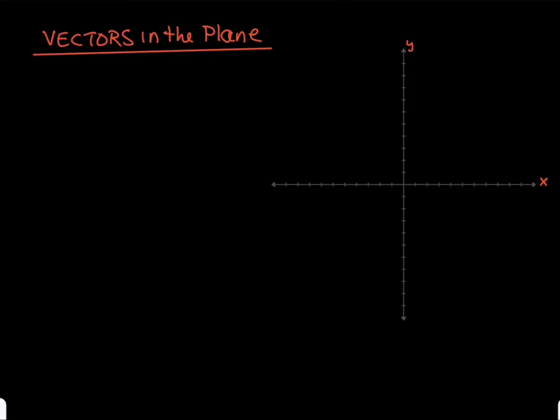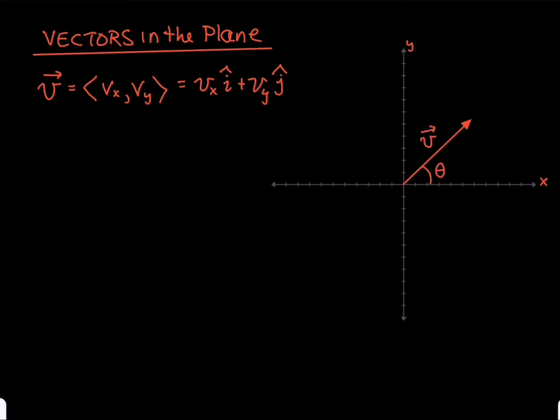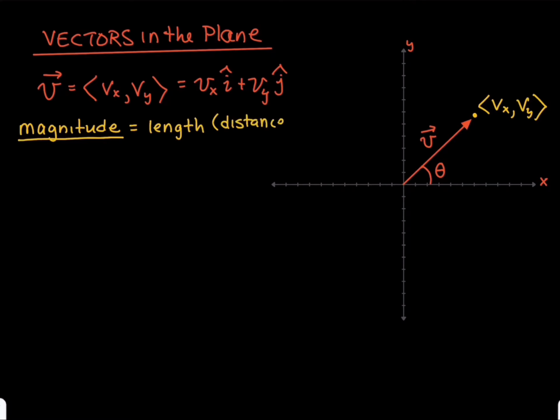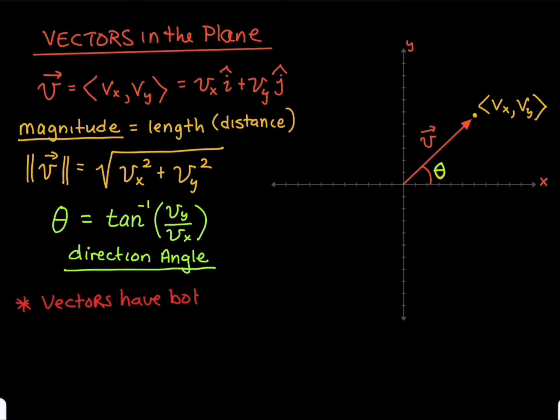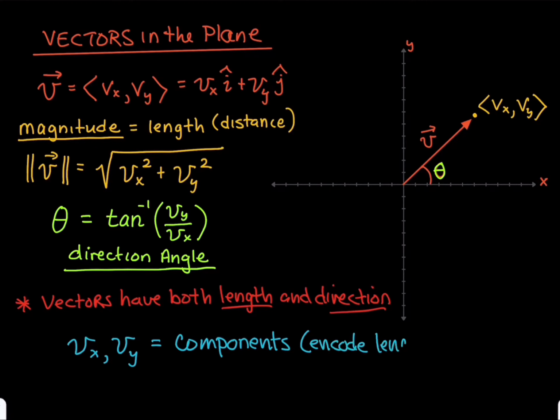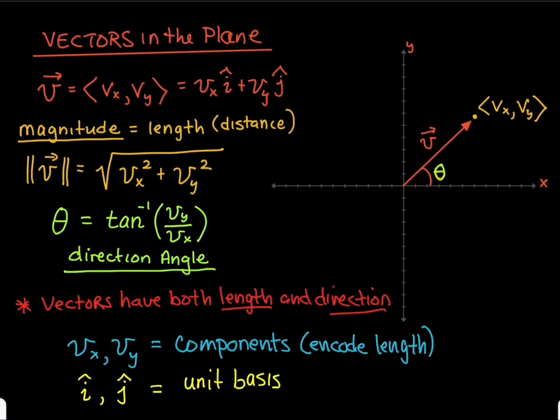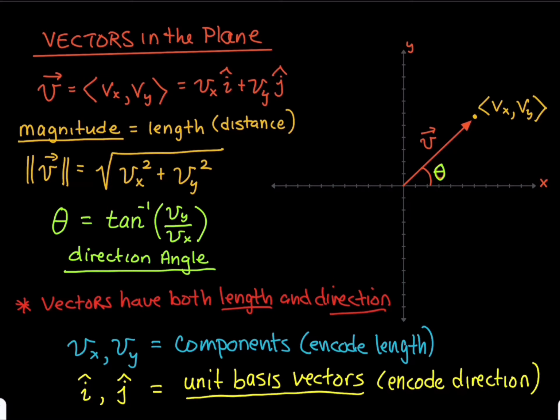Now, vectors in the plane, defined by their components and their basis vectors, are things that have both magnitude, or length, and also an angle that indicates their direction. Magnitude is found in the natural way using the Pythagorean theorem. So since vectors have both length and direction, we have two parts to pay attention to: the components that encode length and the unit basis vectors that encode direction. The unit basis vectors live along the axes.